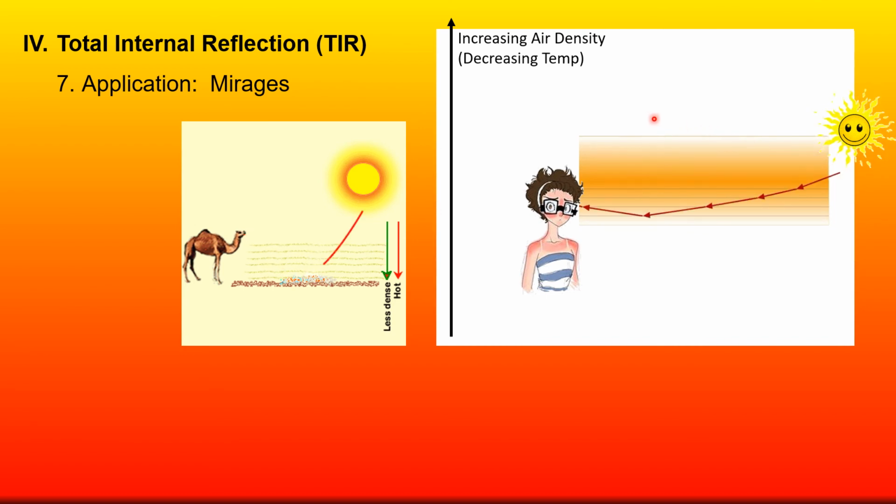And here's the thing: since our eye sees light in straight lines, remember our brain is not smart enough to interpret that refracted light, so when that light hits your eye, it sees it coming in a straight line. We see it straight ahead on the ground. And this reflected light, which is really skylight, looks to the naked eye like water. So when we actually see the image formed on the ground, it looks like water.